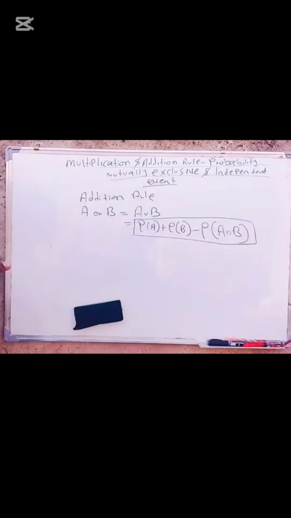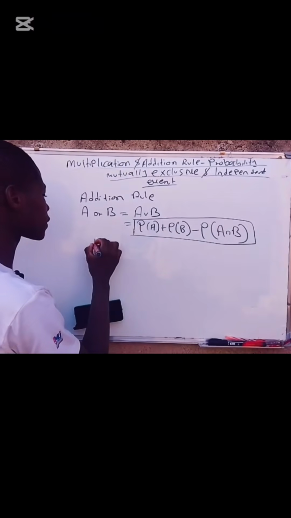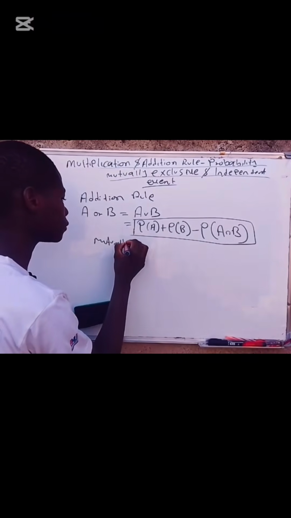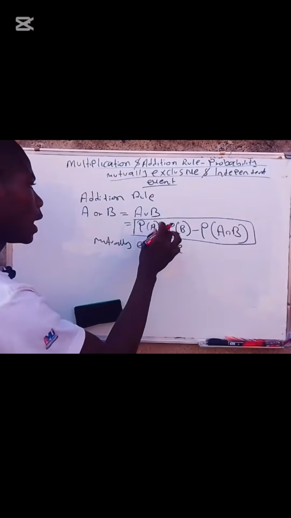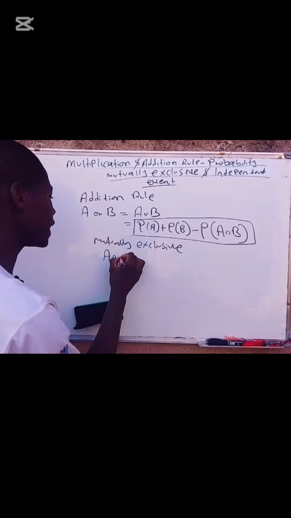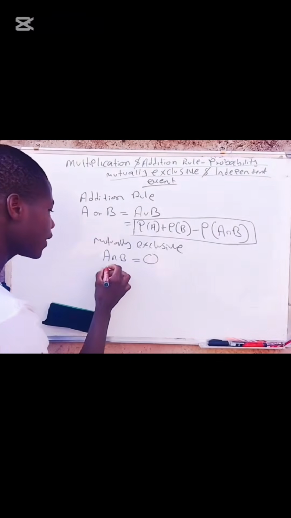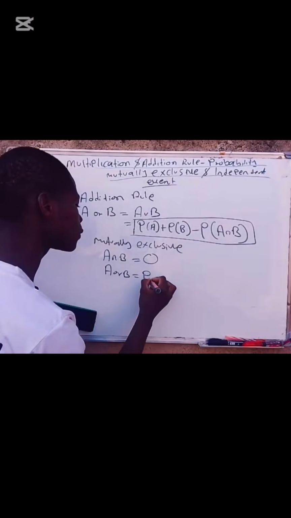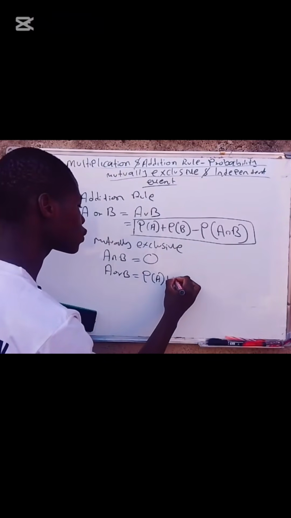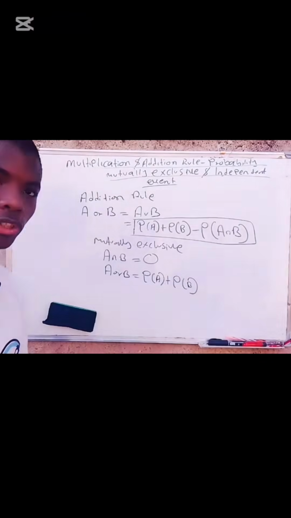But there is one thing that I need you to know in mutually exclusive events. If A and B are mutually exclusive, the probability of A and B is equal to 0. But the probability of A or B is equal to the probability of A plus the probability of B. But you have to take note of that.